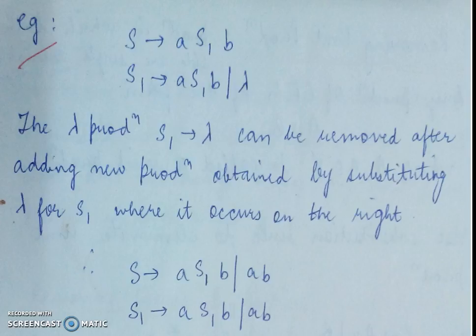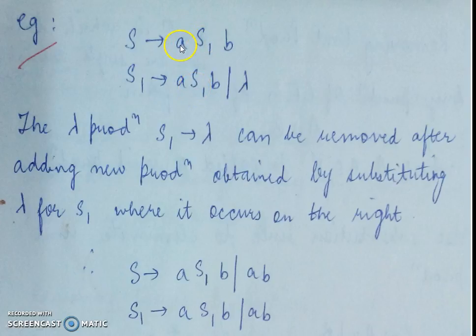Now, consider an example. If I have S implies A S1 B and S1 implies A S1 B slash lambda, then directly I can see here that the lambda production is S1 implies lambda. Now I need to remove S1 implies lambda. How it can be done is, I have to first copy the same set of production rules into my new grammar, that is this. The second step which I need to follow is that since S1 implies lambda, whenever and wherever S1 occurs in the right hand side of any production rule, in that case I have to put a lambda over there.